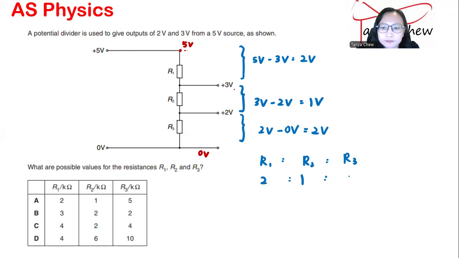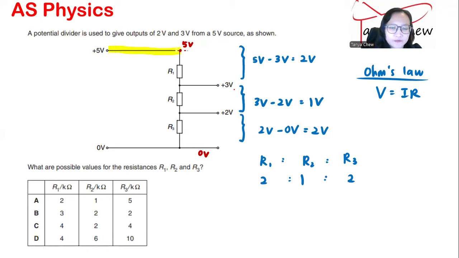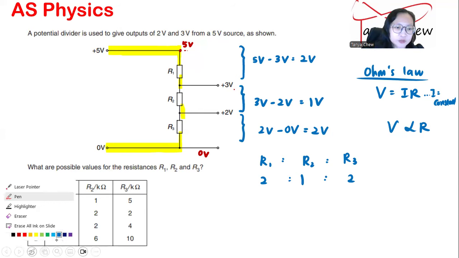2, 1, 2. Since Ohm's law states that V is equal to IR, and we know that in this case, this is where the current is flowing. Current will flow from the positive 5 volt, from the higher potential, across R1, across R2, across R3 before going back to 0 volt. So you could see that current doesn't split. So in this case, the circuit is a series circuit. Since the current doesn't split, I is constant. So V is directly proportional to the resistance. Here V means potential difference or the voltage.